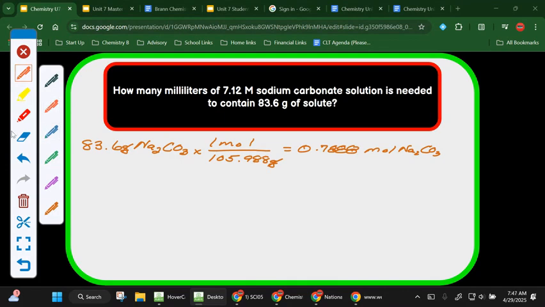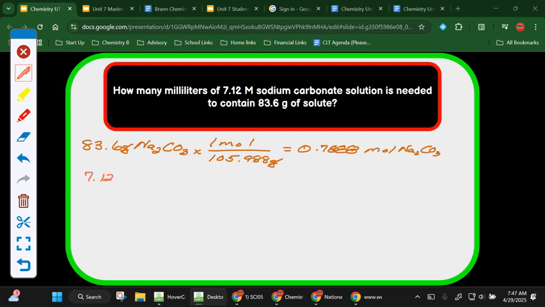So now what I'm going to do, ladies and gentlemen, is go into that formula I have over my shoulder on the board. I'm going to put 7.12 molar equal to 0.7888 moles over X number of liters. All I have done is plugged all the information I have been given into this formula. That's it. Now I'm going to solve it.